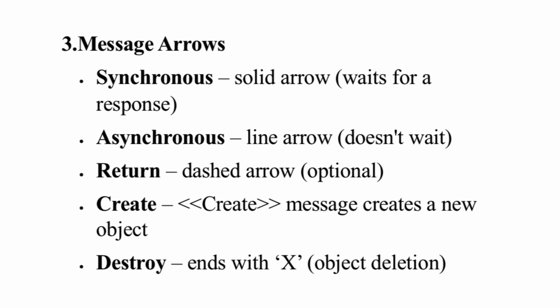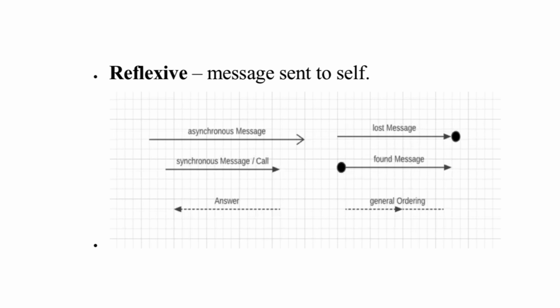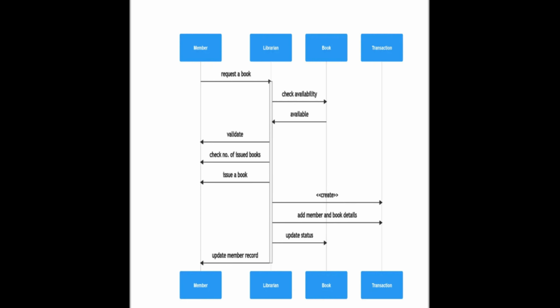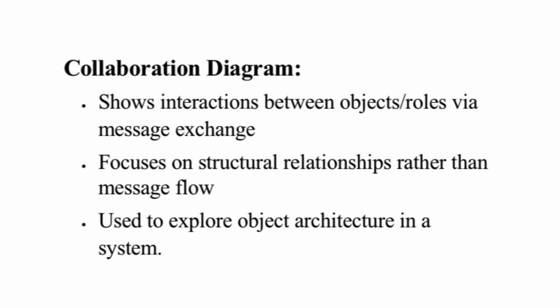Third, message arrows. Synchronous, solid arrows. Asynchronous, line arrow. Return, dashed arrow. Create message creates a new object. Destroy ends with X. Reflexive, message sent to self. Fourth, loops. Use loop fragments to represent repetitions. Include a guard condition. You can set minimum and maximum iterations. The example of it is a library system. This diagram tells us how we interact in a library management system, from requesting a book to updating the member records.